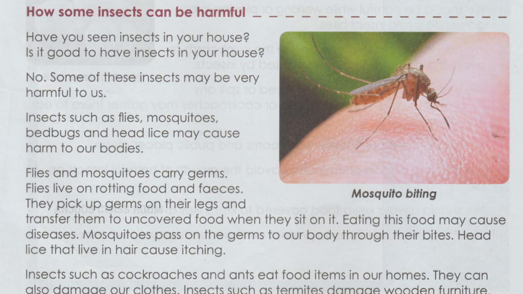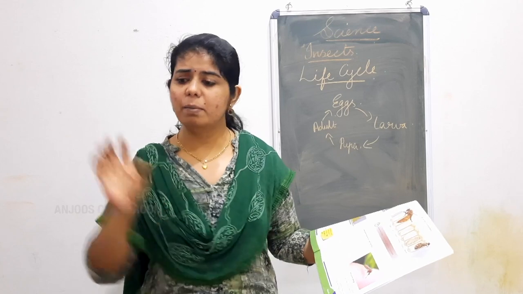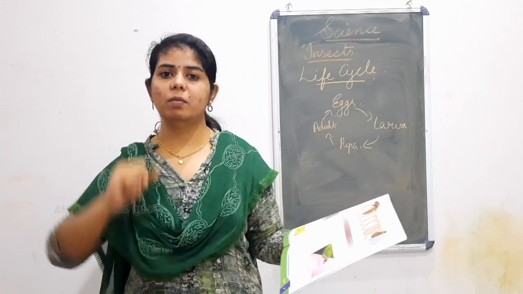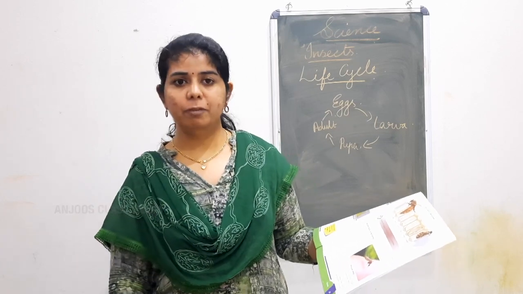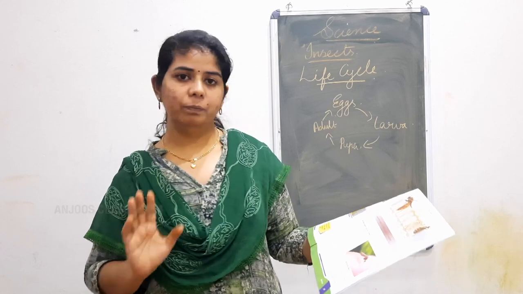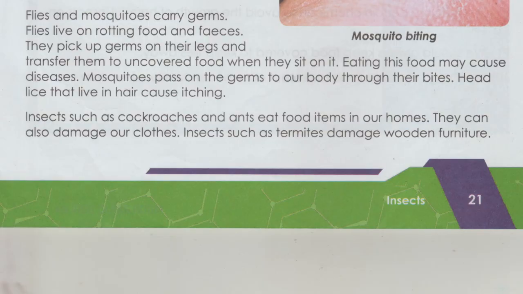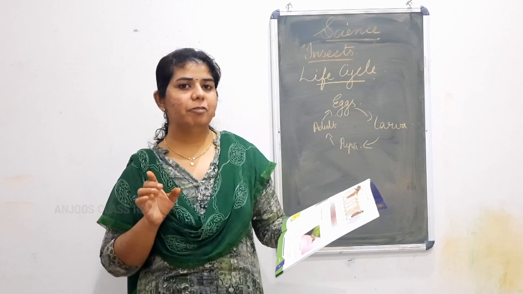They pick up germs on their legs and transfer them to the uncovered food, and after that, sitting on this spoiled food and on this, they'll come and sit on our food. What happens? They are carrying the germs and putting it in our food which is uncovered. That is why if you are keeping the food and going somewhere, you have to cover it and go. Otherwise, these flies will spread the disease in it. Eating this food may cause diseases because they have germs in it. That is about the flies.